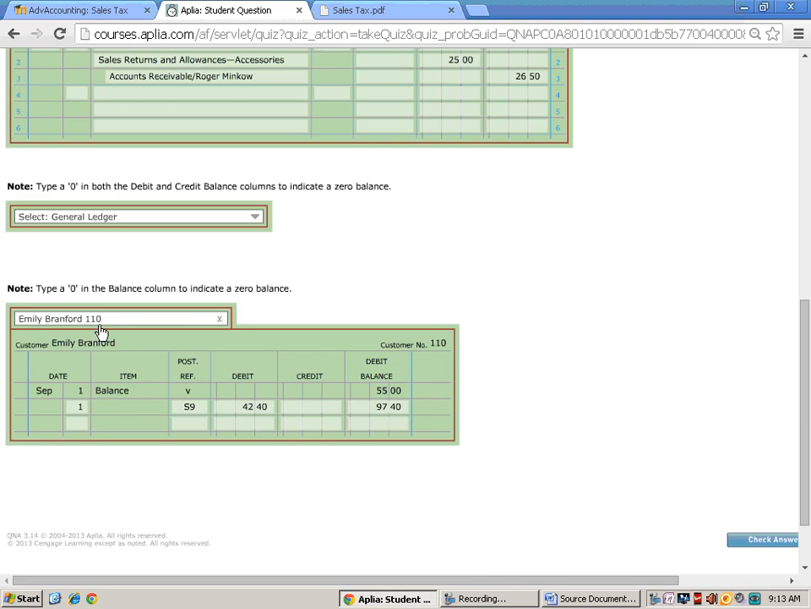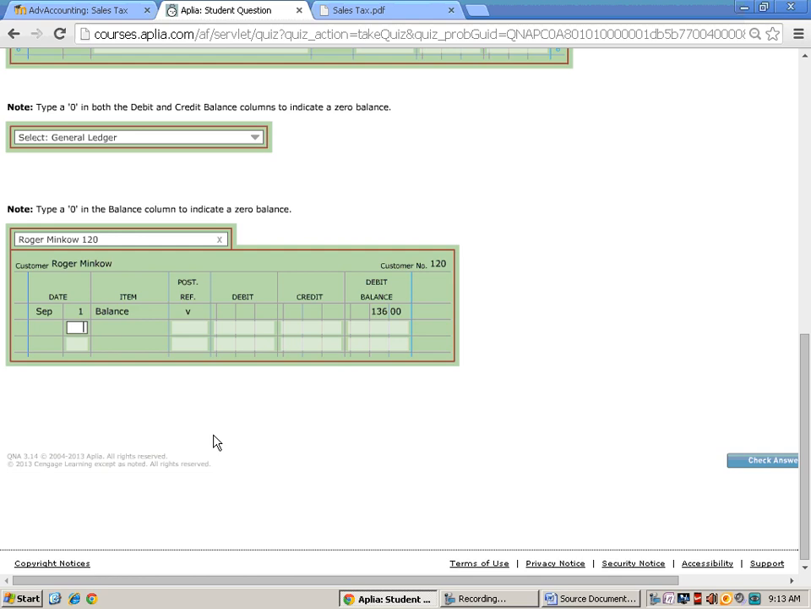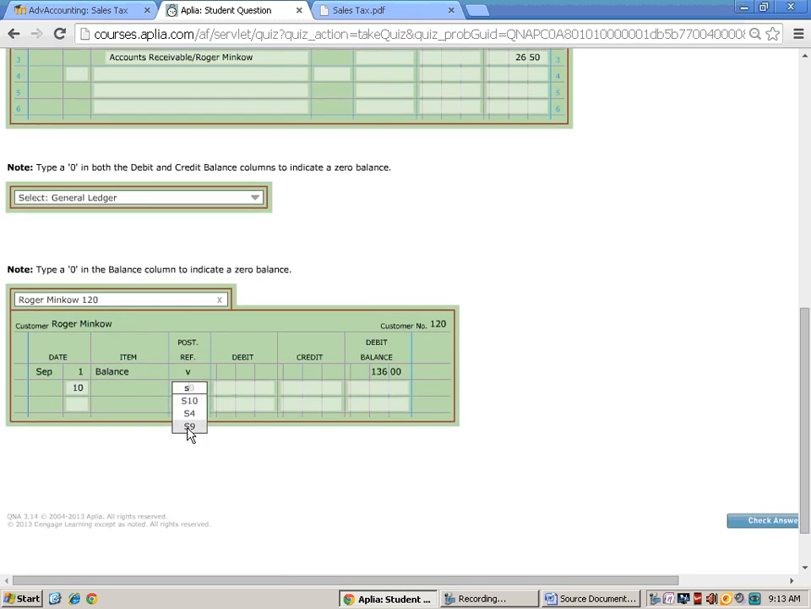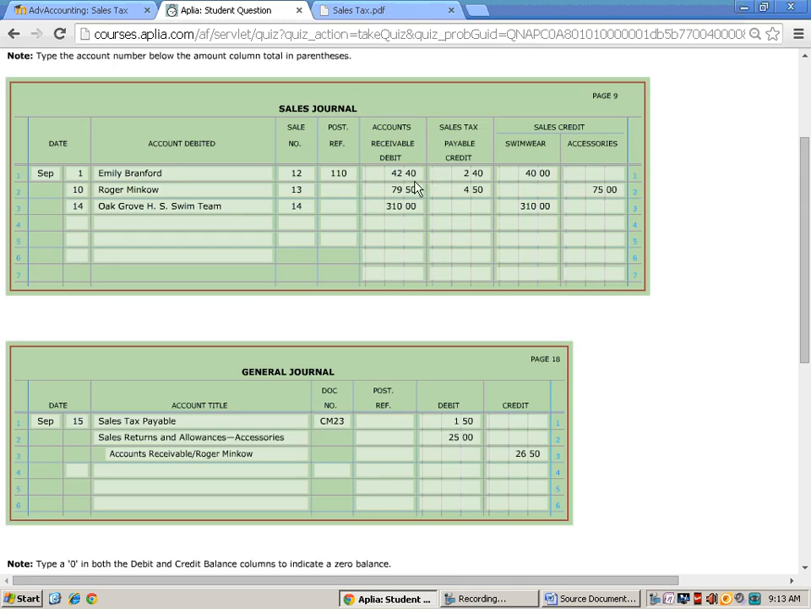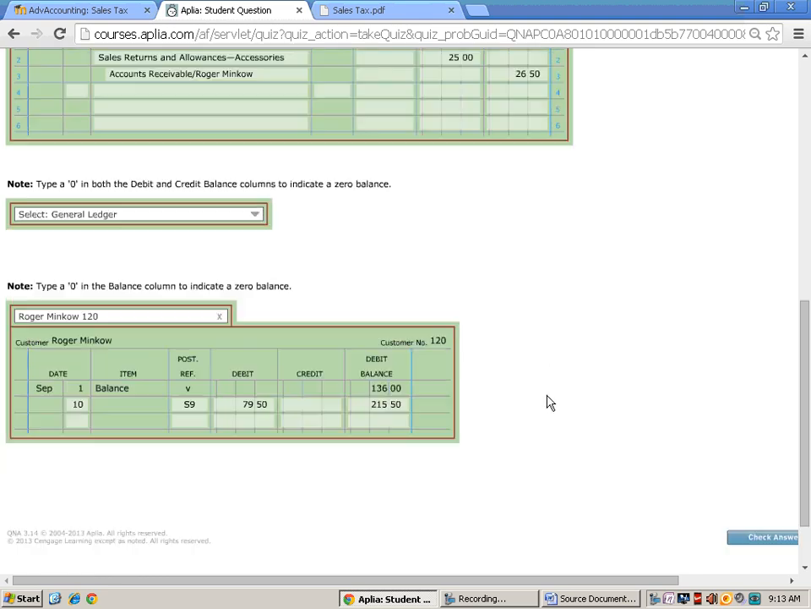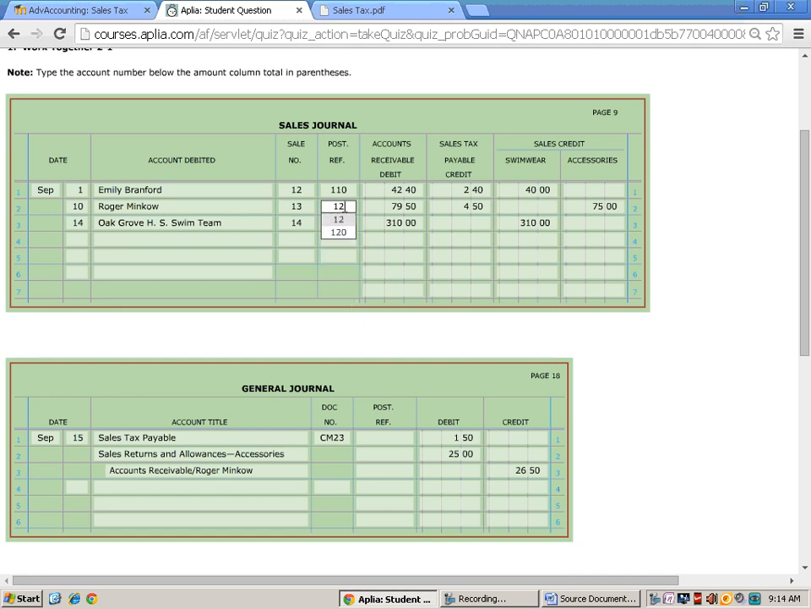Now we're going to go to Roger Minko. All right, so Roger on the 10th, can't remember the journal number, sorry, S9. Roger owes us $79.50. We know he's going to return some of that, but we'll do that in a minute. Again, our balance is a debit, so we're going to add the two together. And now Roger owes us $215.50. Put our customer number back up top, 120.